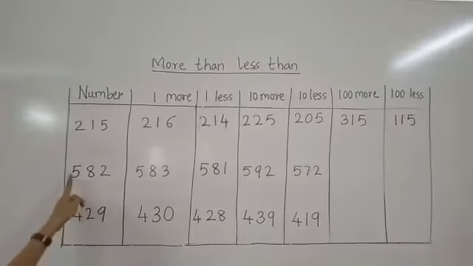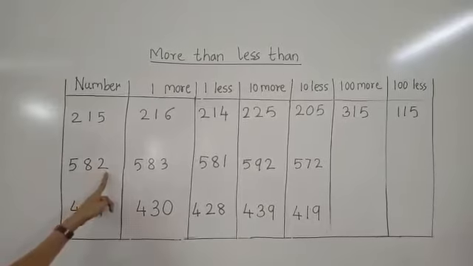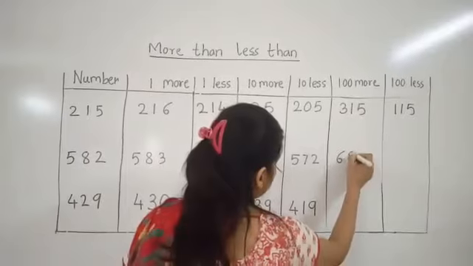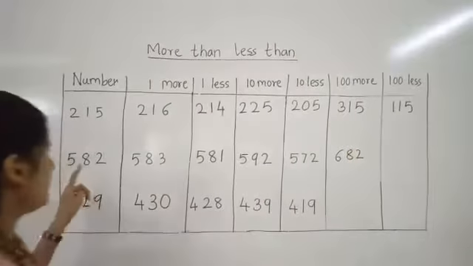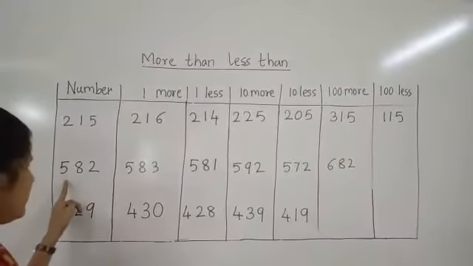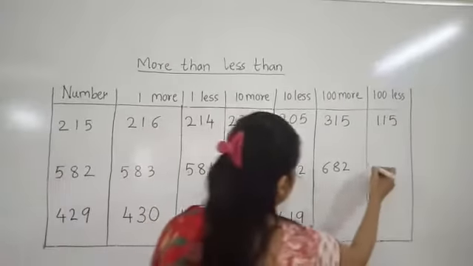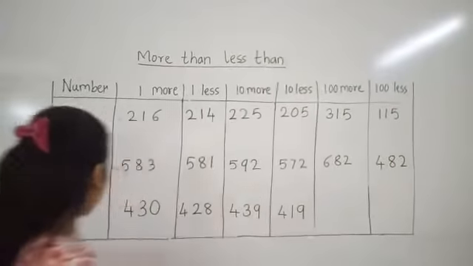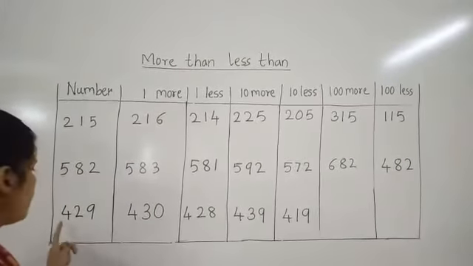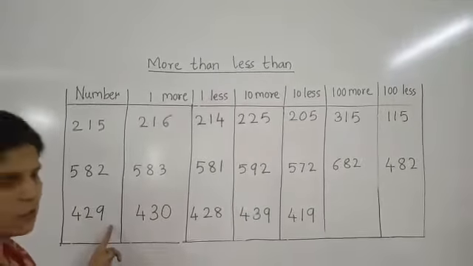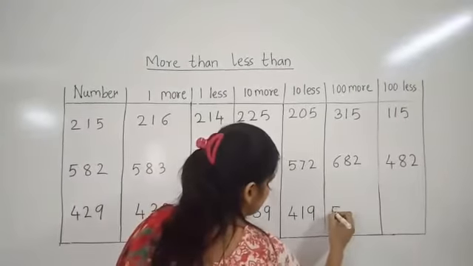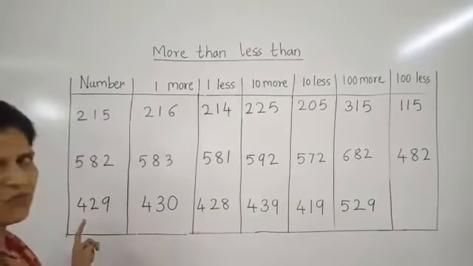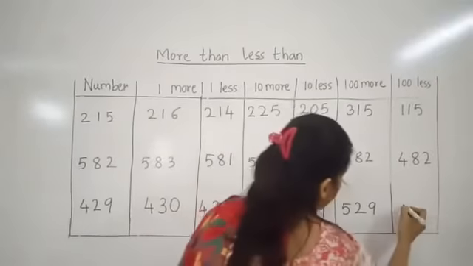Now the next number is 582. 100 more of 582 will be 682. Okay, and 100 less of 582 will be 482. Now again 429, 100 more will be 529, and 100 less of 429 will be 329.